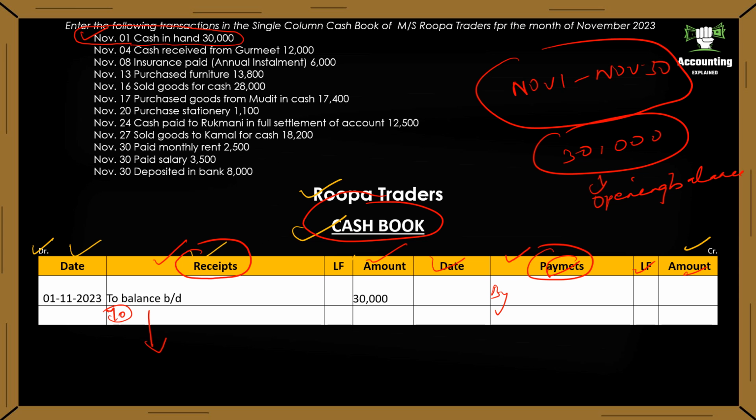So when you write the opening balance, first write the date, 1/11/2023. You should write 'To balance brought down 30,000'. This is the way we have to write. If the balance is on the credit side as opening balance, then you have to write 'By balance brought down'. Here, cash universally will have only a positive balance. Will you have a negative balance of cash in your hand? No. So it will always be 'To balance brought down' for a cash book, that is 30,000.